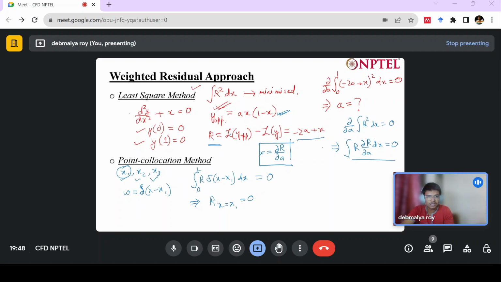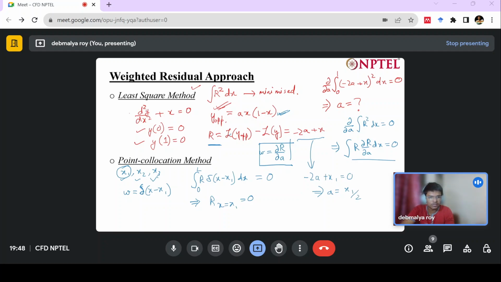So in this case, if we had used point collocation instead of the least squares method, what would we have? We will basically have 2a plus x1 equal to 0. So we will have a is equal to minus x1 by 2.